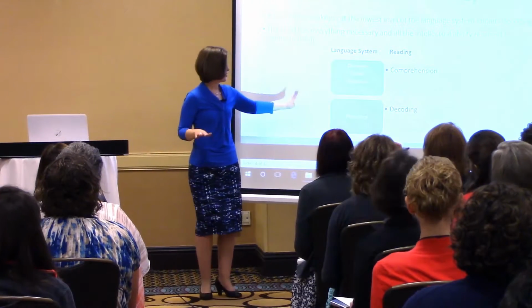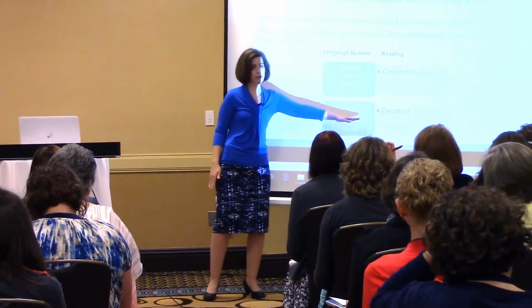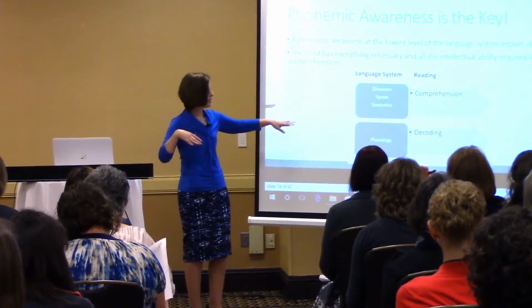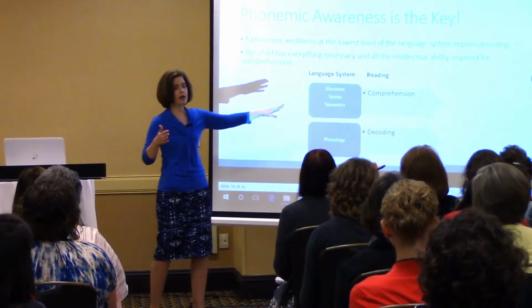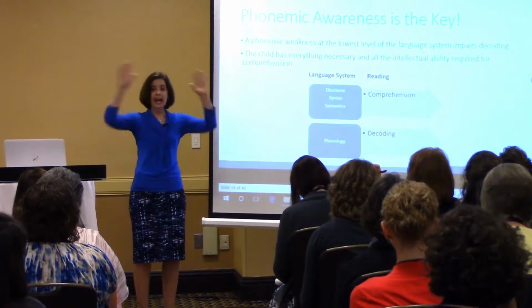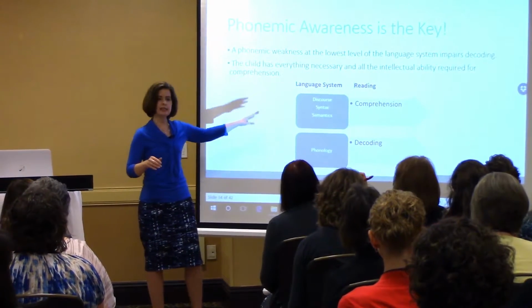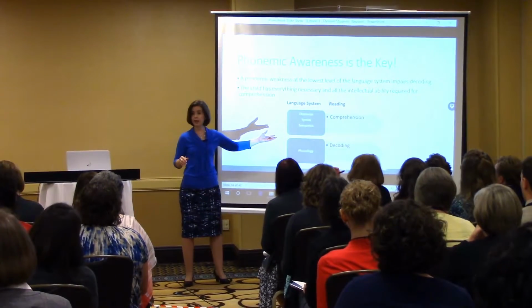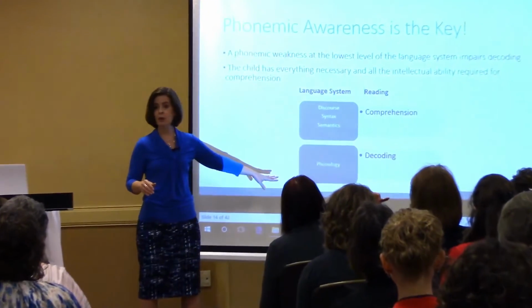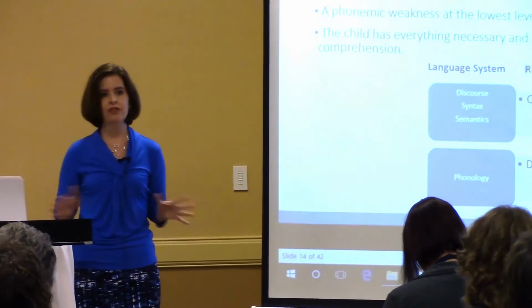We've got phonology down here at the bottom, and that's phonemic awareness. That's what's necessary for decoding, okay? It's the lowest level. Then we have semantics and syntax and discourse, which are all necessary for comprehension. So a dyslexic learner has everything they need to read. They understand semantics and syntax. They often have very good comprehension, but there's a missing part, and it's key. It's their phonemic awareness, the phonology. They can't decode. Okay, they've got everything else they need.